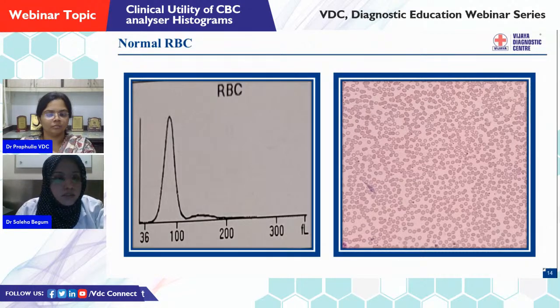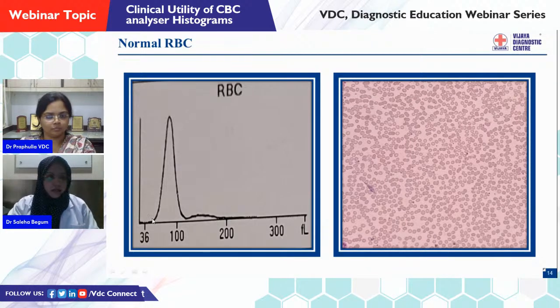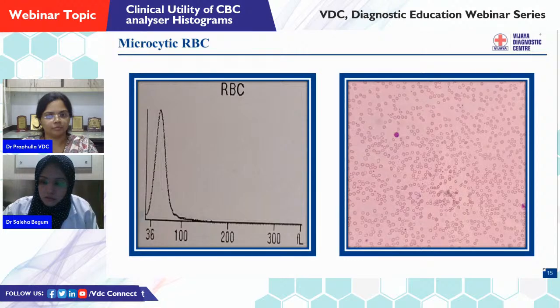So here you can see a normal RBC curve. The curve is exactly starting at the baseline, following a smooth ascent, a peak, and a descent, and eventually ending at around 100. So the peak will fall somewhere around 80 to 90 femtoliters, which is the normal size of the RBC, and that is perfectly correlated with a normocytic normochromic blood picture on a peripheral smear.